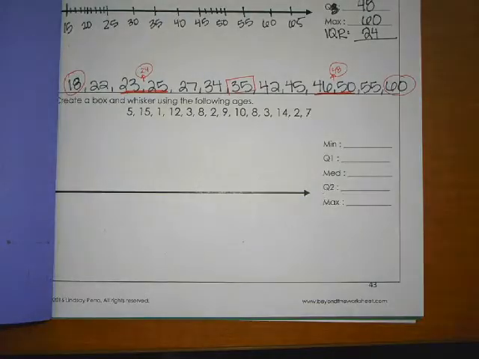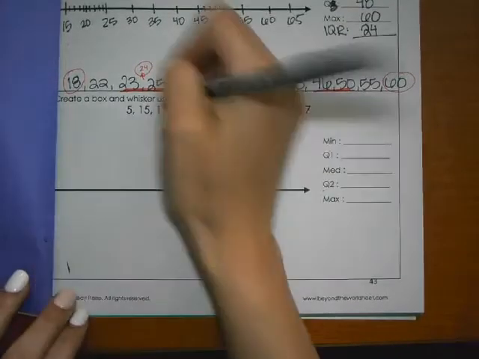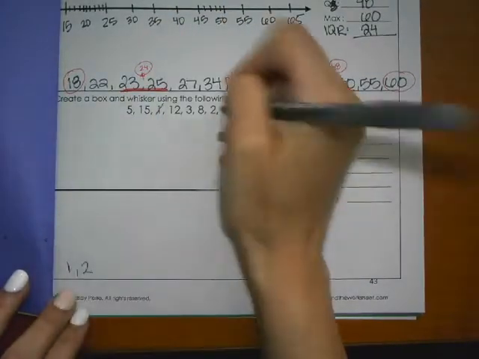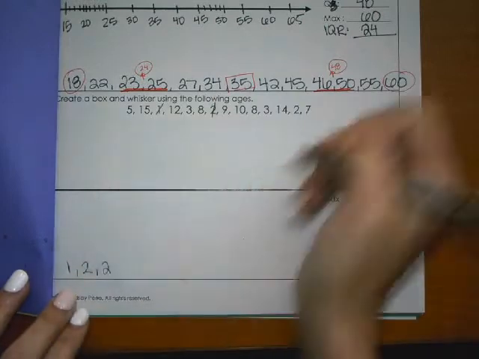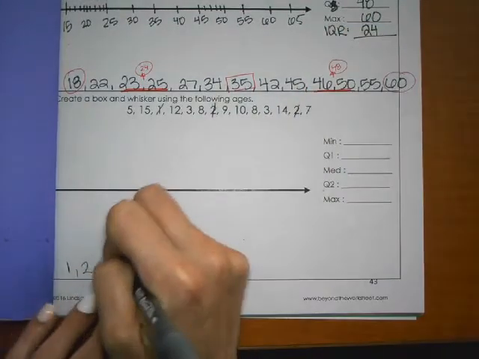On the gray page, what is the very first thing we always have to do, everyone? Go, least to greatest. What comes first? 1. Then what? 2. Then what? 2. Then what? 3. Then what? 3.